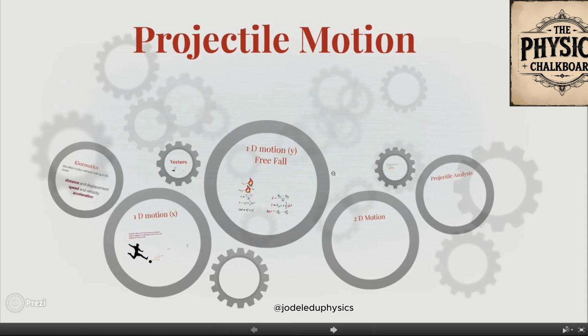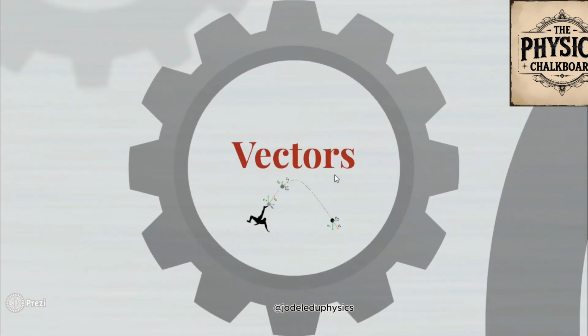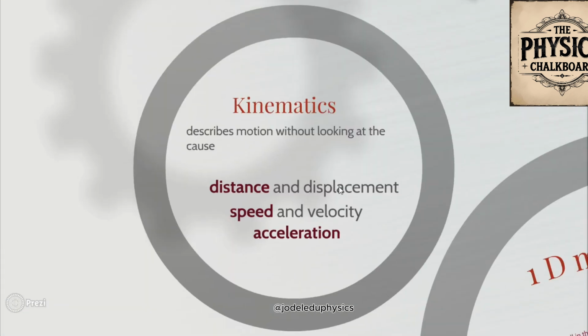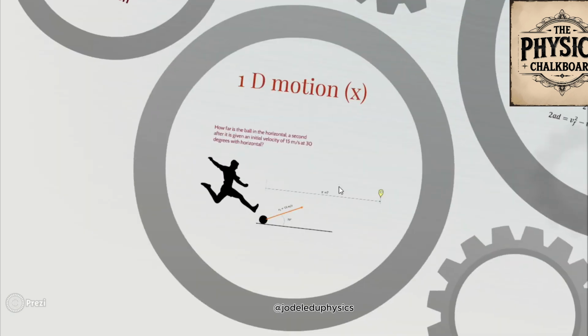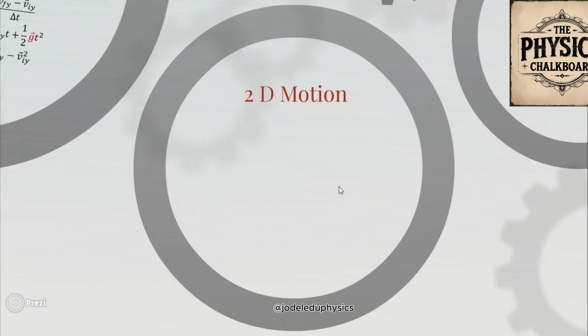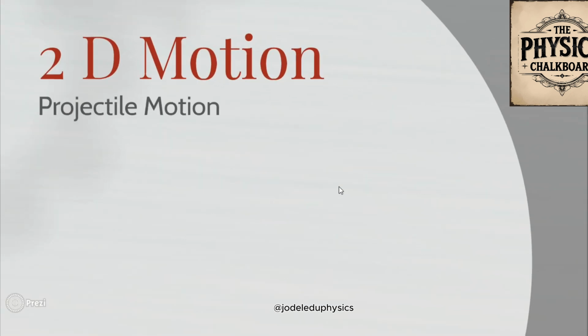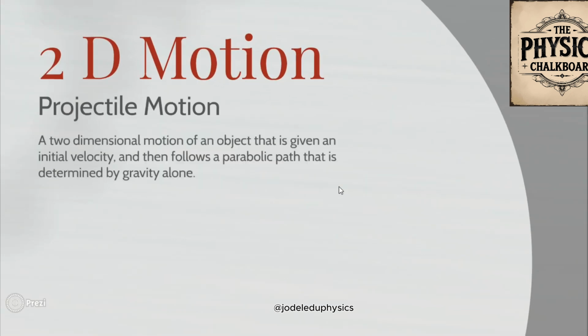Today, we're tackling one of the most exciting topics in kinematics, projectile motion. We've been building up this lesson step by step. So far, we've reviewed vectors, kinematics of straight-line motion in the horizontal direction, and vertical motion, also known as free fall. Today, we're putting these together into two-dimensional motion. If you've ever wondered how to calculate a projectile's speed, range, flight time, or maximum height, you're in the right place. Let's dive in.